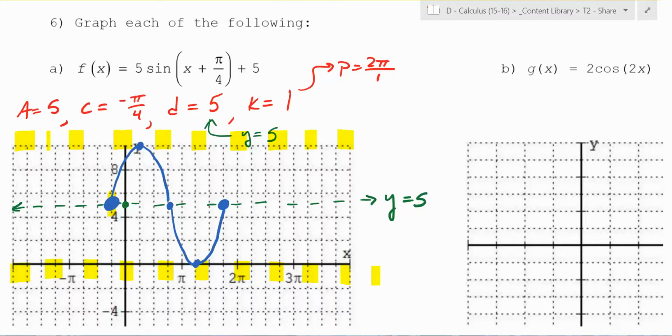The only thing that's different now is we stretched it this way. Did the period change? No, the period doesn't change. What did the period stay? 2 pi. So it goes up and down.